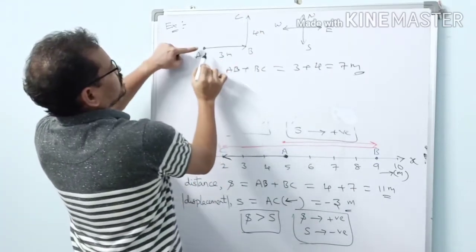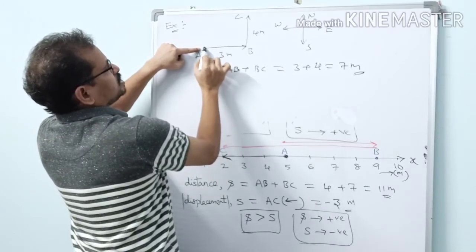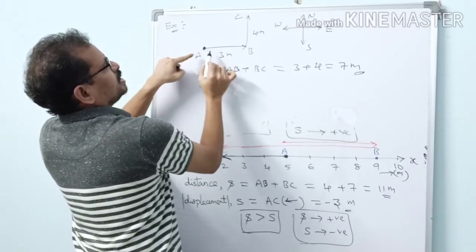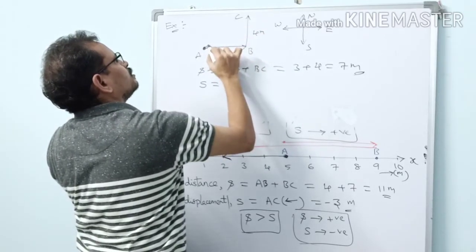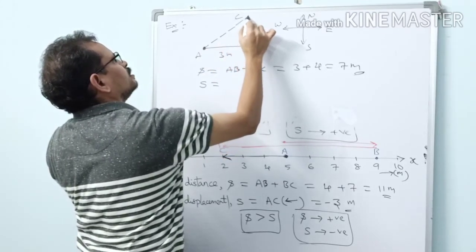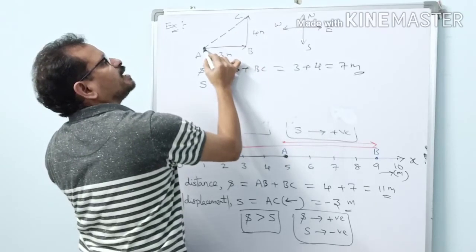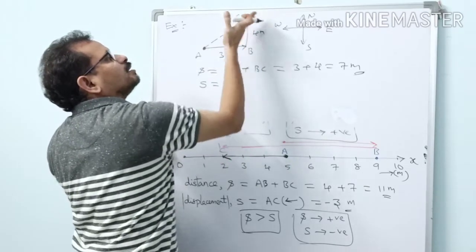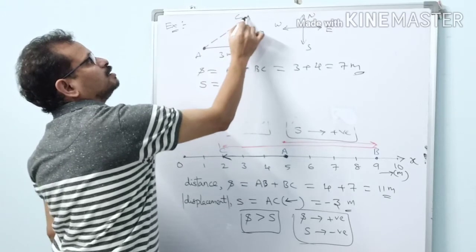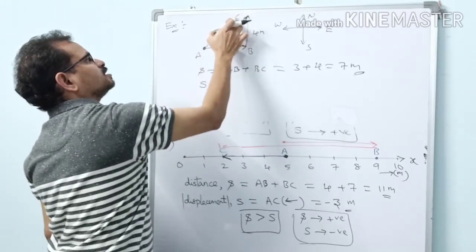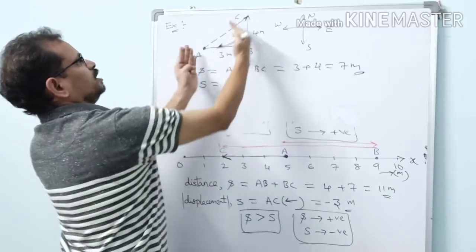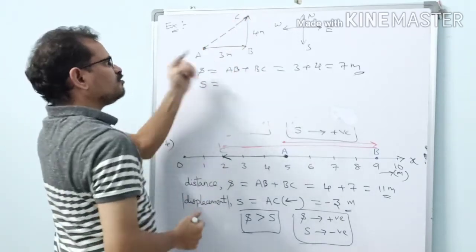In this case, what is the displacement? By definition, displacement is a straight line joining the initial point to the final point. So A is the initial point, C is the final point. Draw a straight line here. In which direction are we drawing the straight line? Initial point to final point, not from final point to initial point. So we should put the arrow like this. This is the displacement in this direction. Now we have to find the length of this one. How can you find the length of this one?